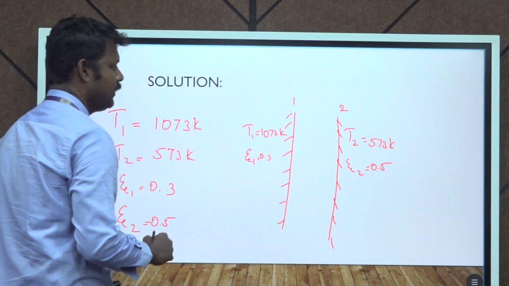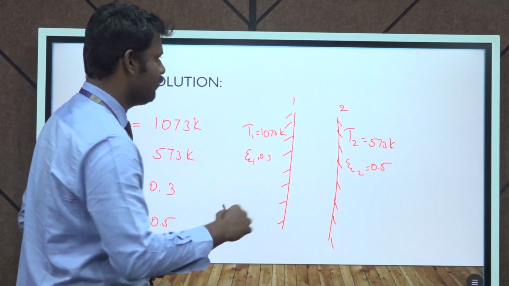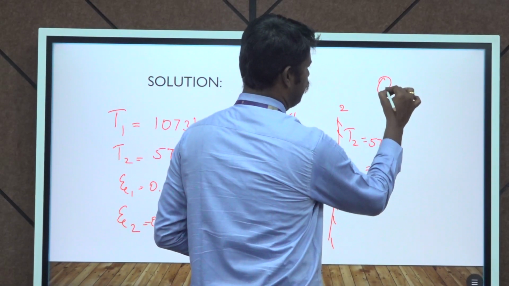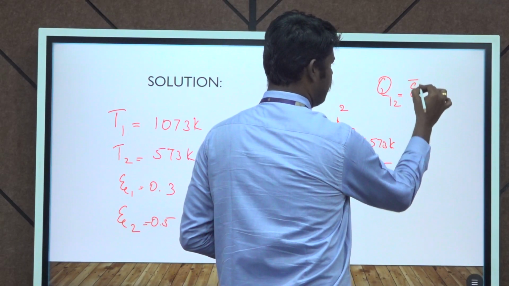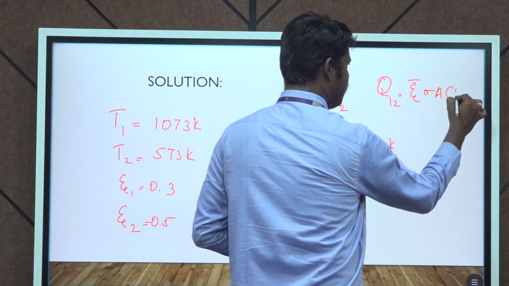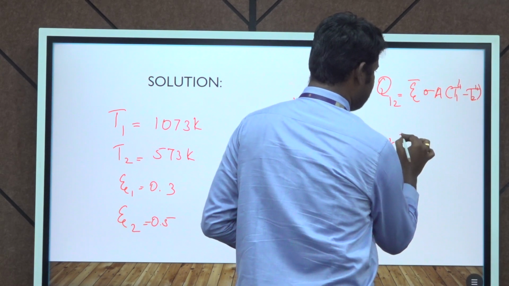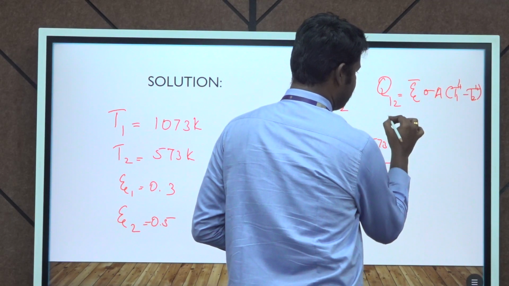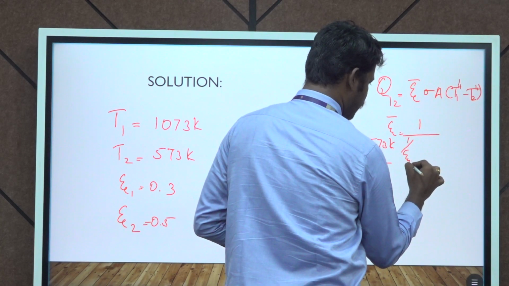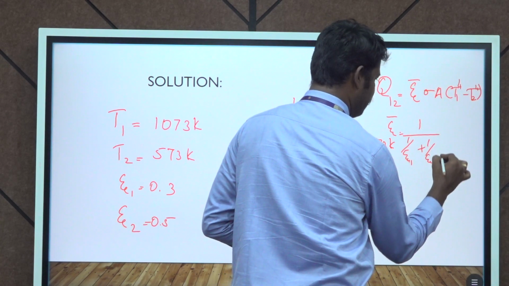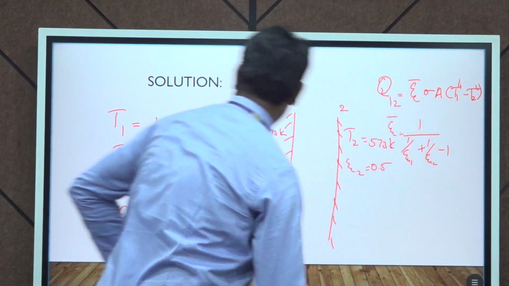To find the net radiant heat exchange between these two plates, we have a formula: Q1-2 equals epsilon bar sigma A into T1 power 4 minus T2 power 4. Here you have to calculate epsilon bar individually, that is 1 by epsilon 1 plus 1 by epsilon 2 minus 1, the whole inverted.